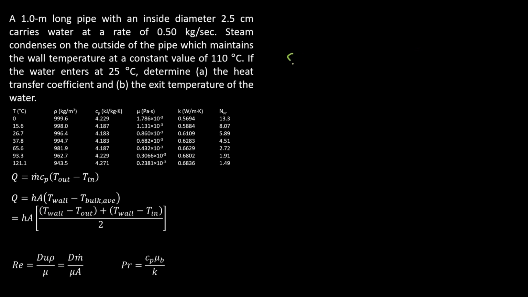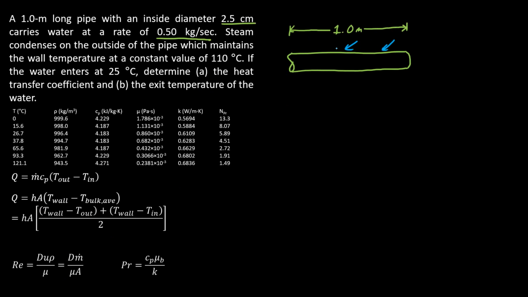Okay, this is a sample problem for forced convection wherein we will have to do trial and error. So I am drawing here the diagram for this problem. The length of the pipe is given as 1 meter. The diameter is also given, the mass flow rate is also given, and steam condenses outside, which maintains the inner wall temperature at 110 degrees Celsius.